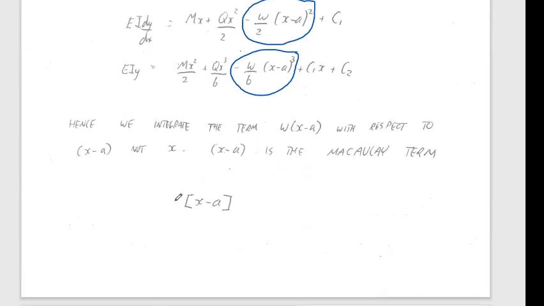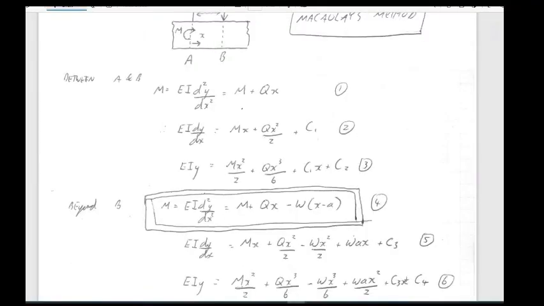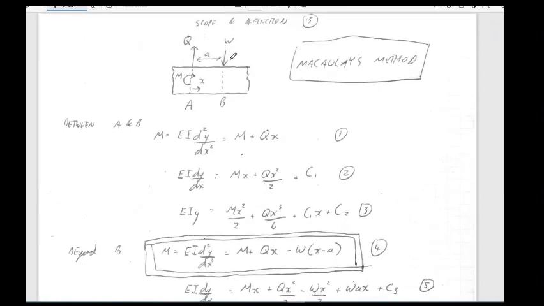Okay, so there we've got x minus a as a Macaulay's term. So that's how we would go about using Macaulay's term. So let's now have a look at a few examples using Macaulay's terms. There's a couple of things we need to consider. If we look at the original equations that we came up with, equations 1 through to 6 here, look. Between A and B, we've got M plus QX. Beyond B, we've got M plus QX, and then we've got this additional term, minus W(x minus a).